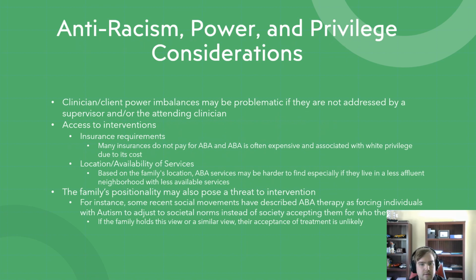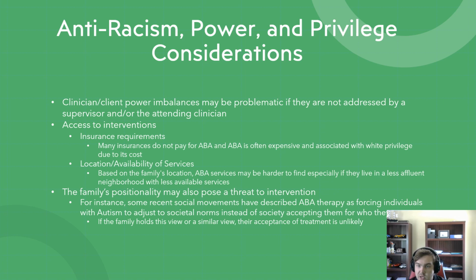Lastly, in terms of anti-racism, power, and privilege, the considerations that should be taken in include a couple things. These are not all of them. These are just the things that I thought of. So clinician-client power imbalances may be problematic if they are not addressed by the supervisor or the attending clinician. Also, access to interventions is probably the largest one. Insurance requirements are often strict for ABA. Many insurances do not pay for ABA, and ABA is often expensive and associated with white privilege due to its cost. Location and availability of services is also a big impact.